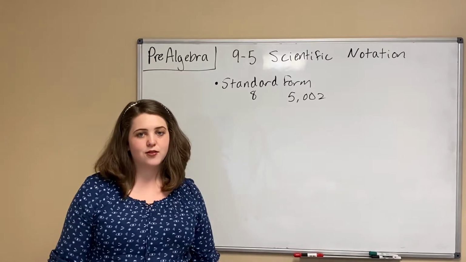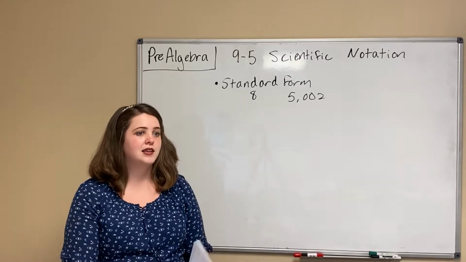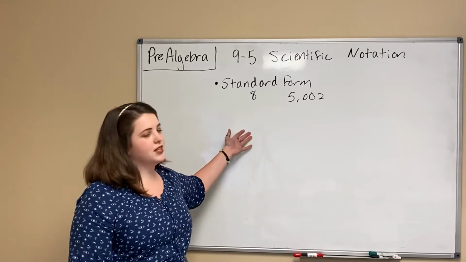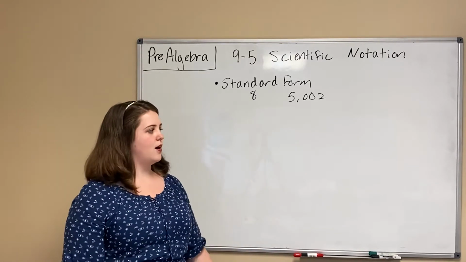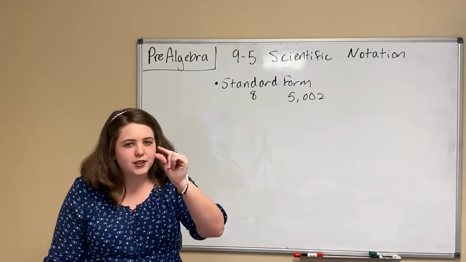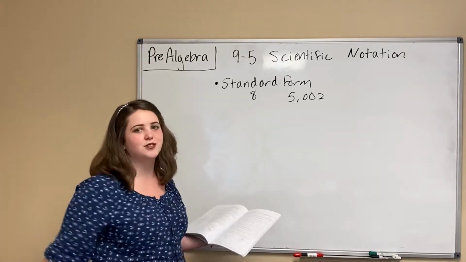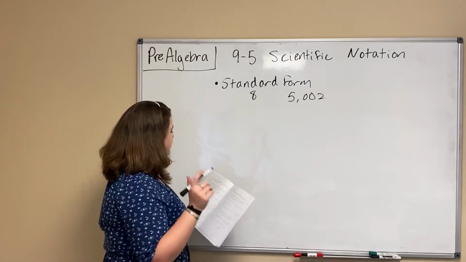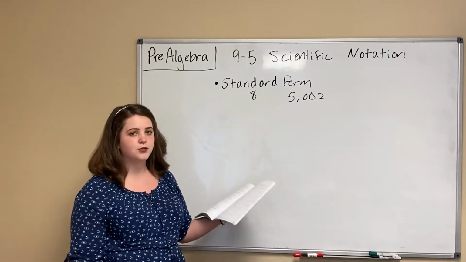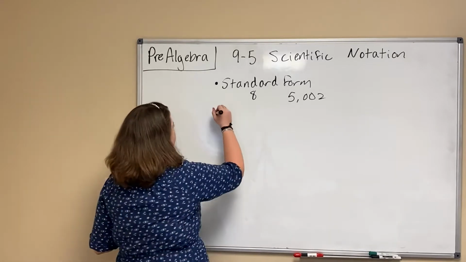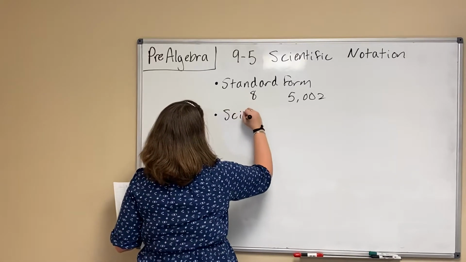Unfortunately, in real life, if we're talking about how many cells you have in your body, that's a number that's so big it's inconvenient to write, or how small an atom is. It's like 0.0000, too many zeros. When a number is too big or too small to conveniently write in standard form, we write it in scientific notation.